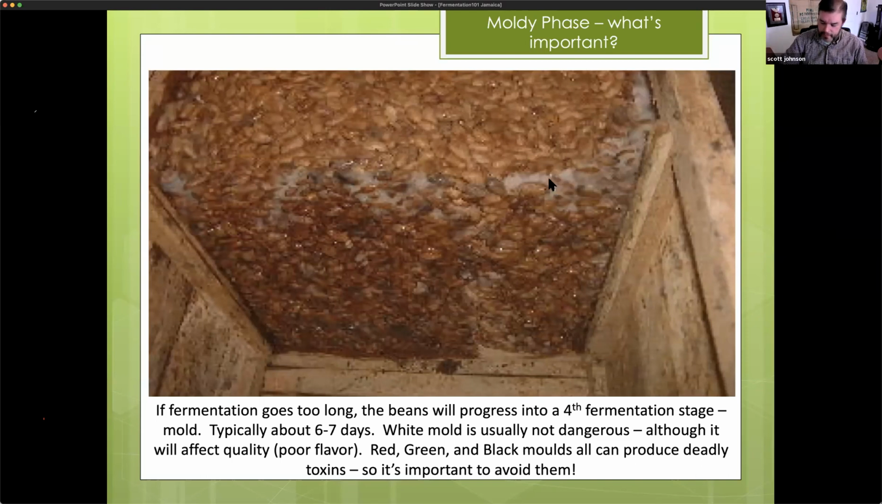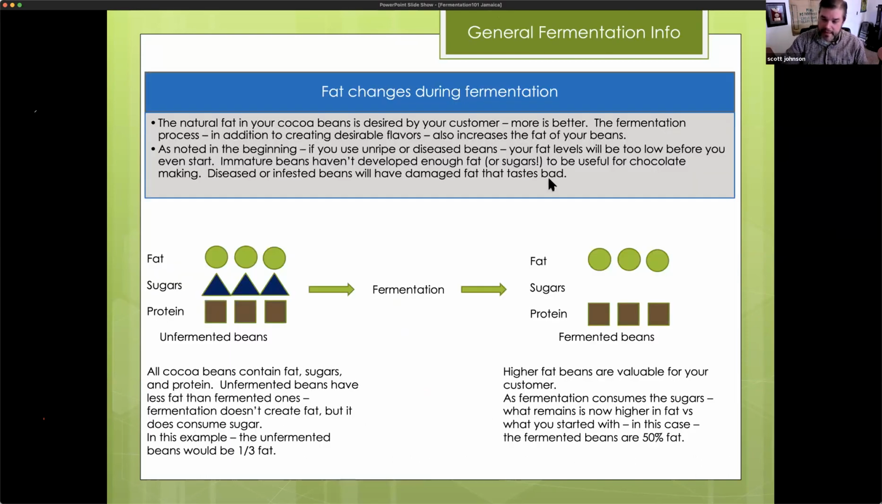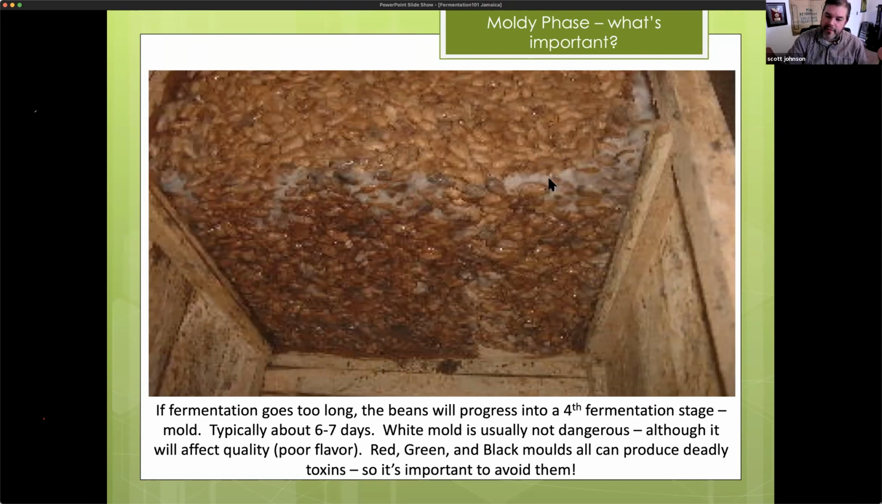This is not a terrible thing at this stage. Obviously, our goal is not to generate any mold. A little bit of white mold is not necessarily a danger sign. It's a sign that danger is coming, and that you should stop this immediately and move it to drying. But a little bit of white mold is not a reason to panic. A lot of white mold is going to be a reason to panic.